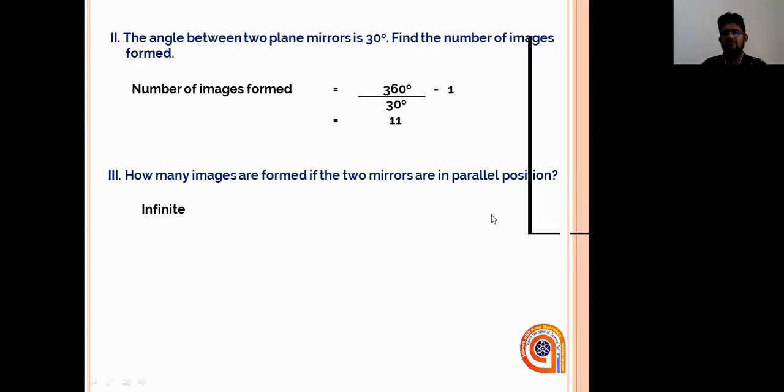The next question is, how many images are formed if the two mirrors are in parallel positions? That is infinite. That is because the object becomes the image for one plane mirror, that becomes the object for the second plane mirror, and that image becomes the object for the first plane mirror. Like that, one after another, it continues. So accordingly, an infinite number of images will be formed. So that is our answer here. So let's go to the next question.